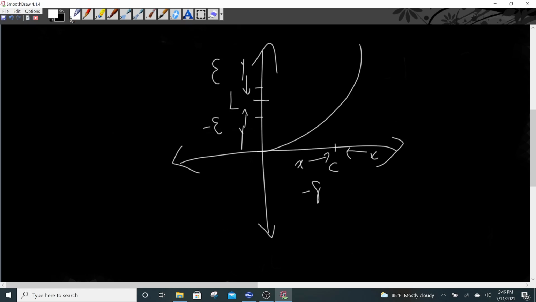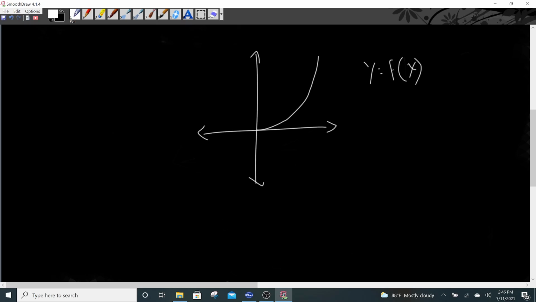Epsilon, negative epsilon being just random arbitrary values. And as delta gets smaller, epsilon gets smaller, and therefore x from both sides, remember, gets closer to C, and y from both sides as well gets closer to L.